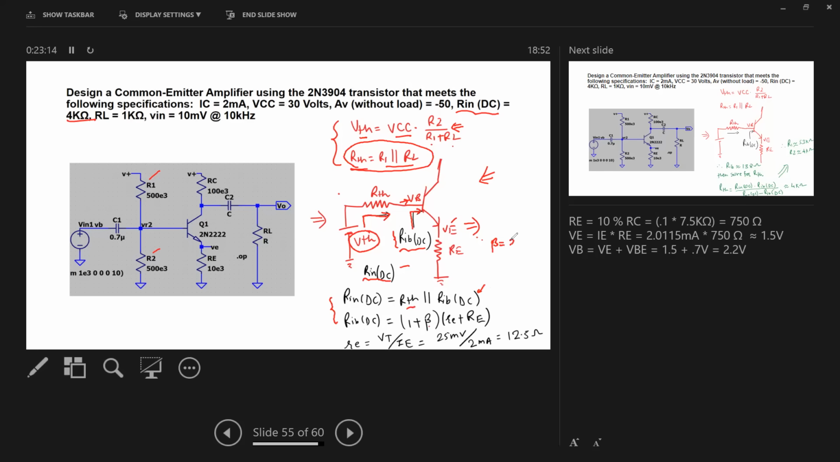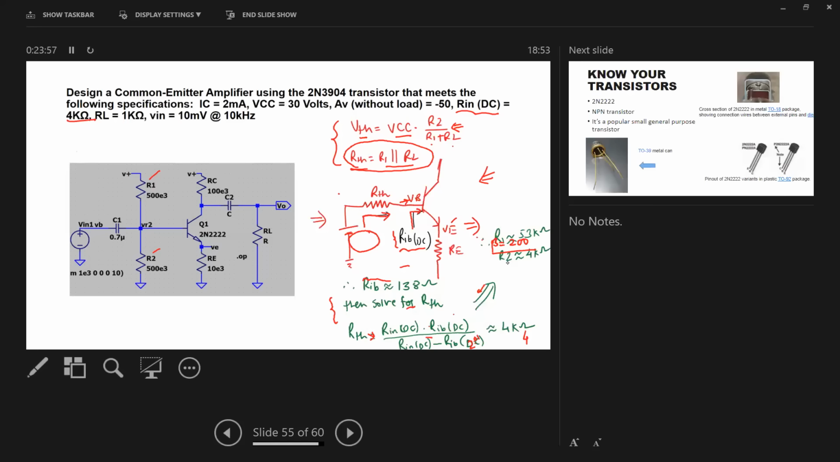Remember, beta we just saw from the SPICE model is 200, times small re plus capital RE, where small re is the ratio of voltage over current, that is Ohm's law, where VT is the thermal voltage 25 millivolt divided by IE, which is approximately 2.01 milliampere, exactly 2.01 milliamp. And that comes out to be, let's say, 12.4 ohm. Okay. So now with these values in mind, we move to the next step.